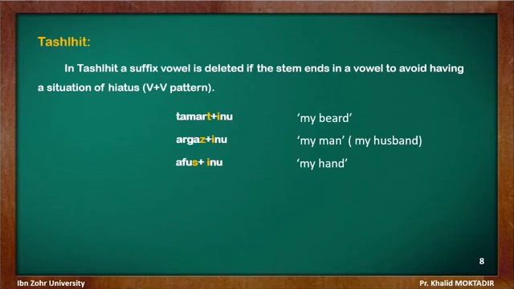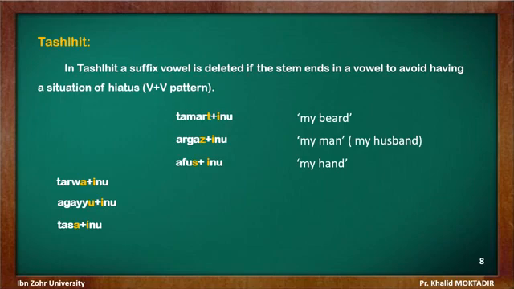دمرت إنو, أرجز إنو, أفوس إنو. Here we have a CV pattern on the word boundaries and we have no problem. Now look what happens when we have two contiguous vowels.